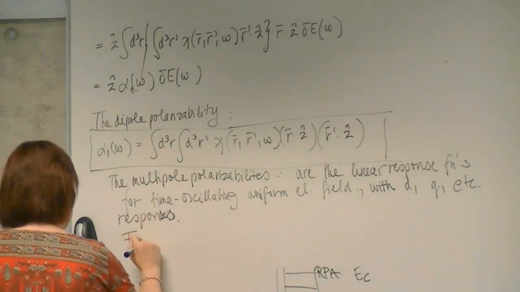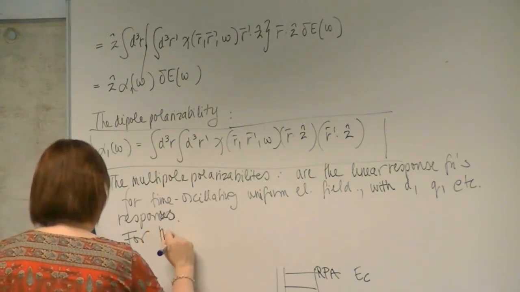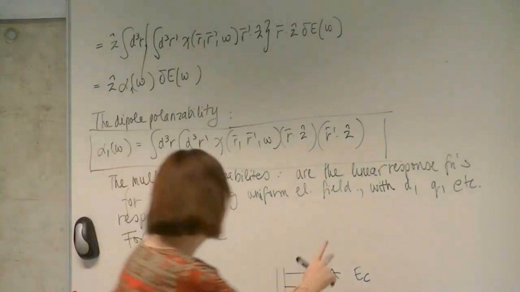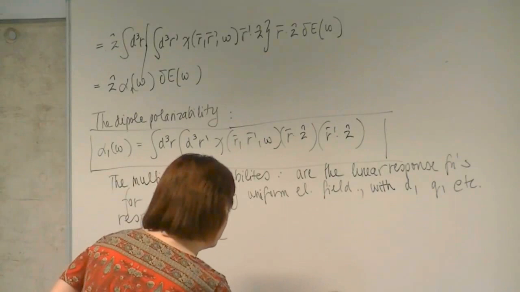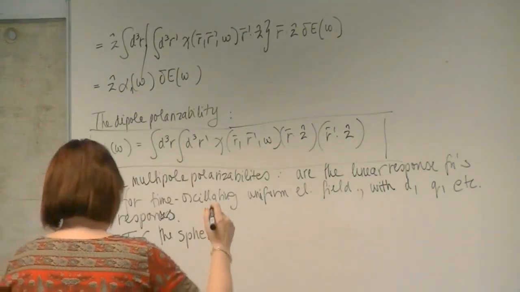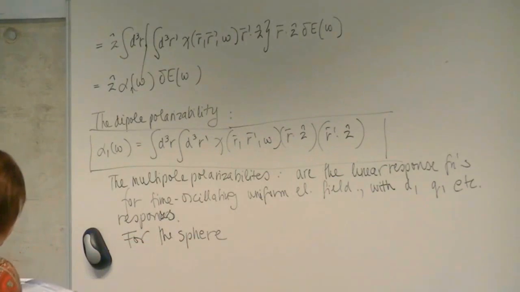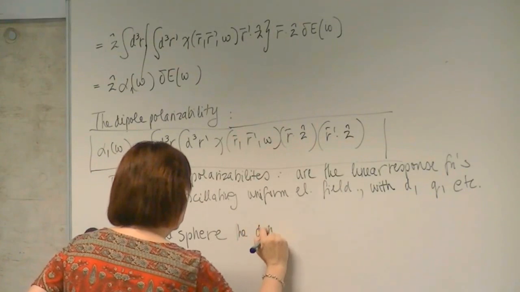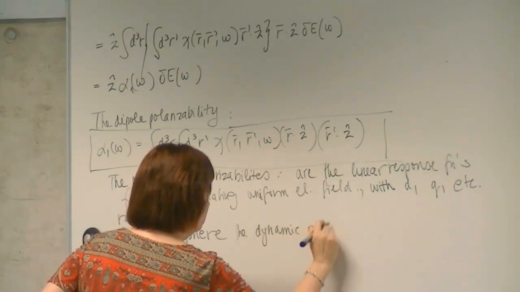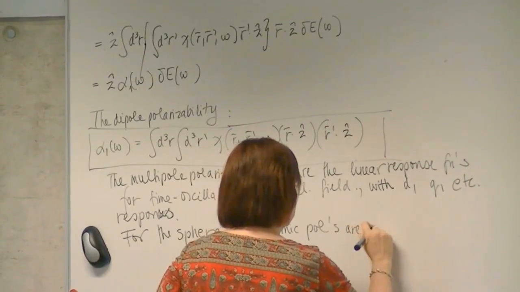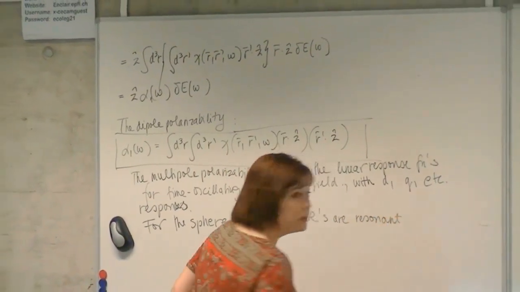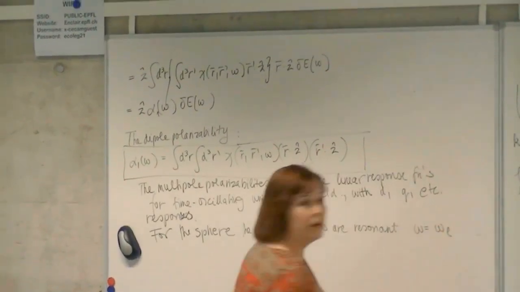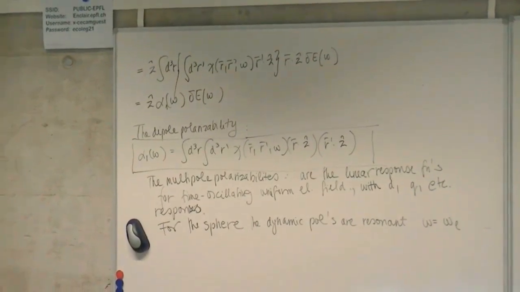Now, so this is the definition, and from it we can define the resonance frequencies. For the sphere, the dynamic polarizabilities become resonant at certain frequencies. So these are the resonance frequencies, omega L. Okay, so what are these resonance frequencies?